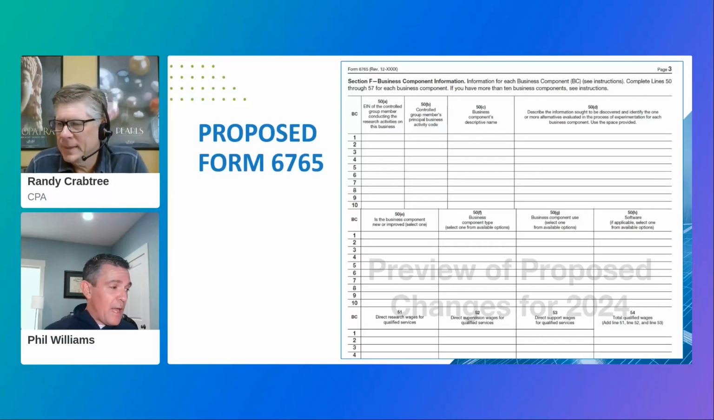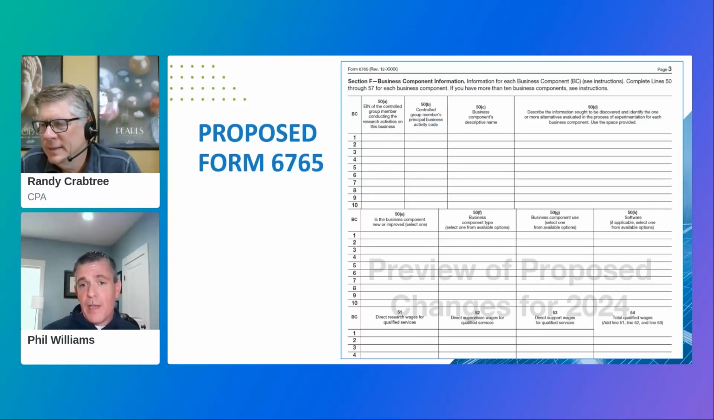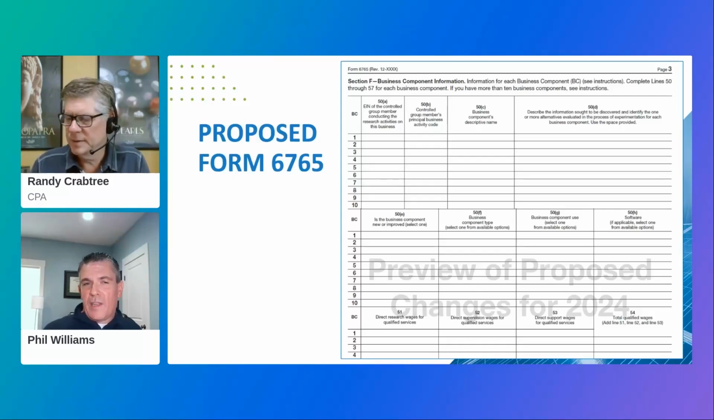So on there, what they're asking for is, again, breakdown of expenses by business component, identification of what the business component is, identifying what uncertainty was uncovered or what uncertainty was resolved during that development. What was the process of experimentation? And then also breaking down the different categories. So when we saw this, and when other firms in this space saw this, there was a comment period that ran from September 15th through October 31st of 2023.